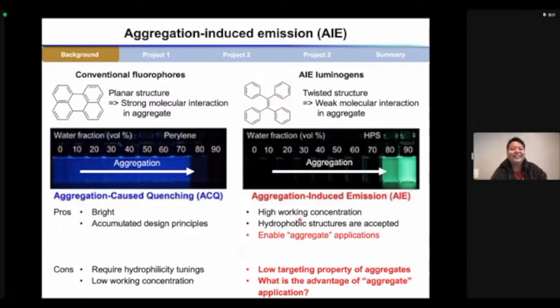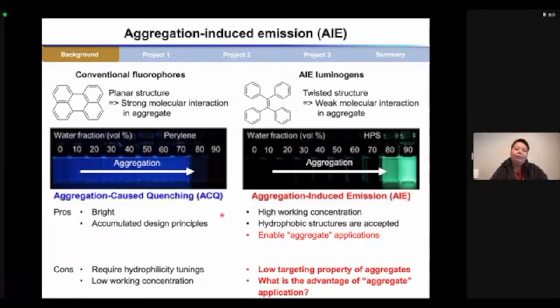But to be honest, emission strength, emission quantum yield, and absorbance will be very low compared to planar molecules. So even if you use a high working concentration, in many cases it doesn't have better emission properties compared to the conventional fluorophore, which is usually in direct solution. And even if you say their hydrophobic structures are accepted, in the other sense, a conventional fluorophore can be used as long as you functionalize it with hydrophilic functional groups. So this too is something that can be solved by conventional fluorophores as well. So it's actually not very unique about AIE agents.